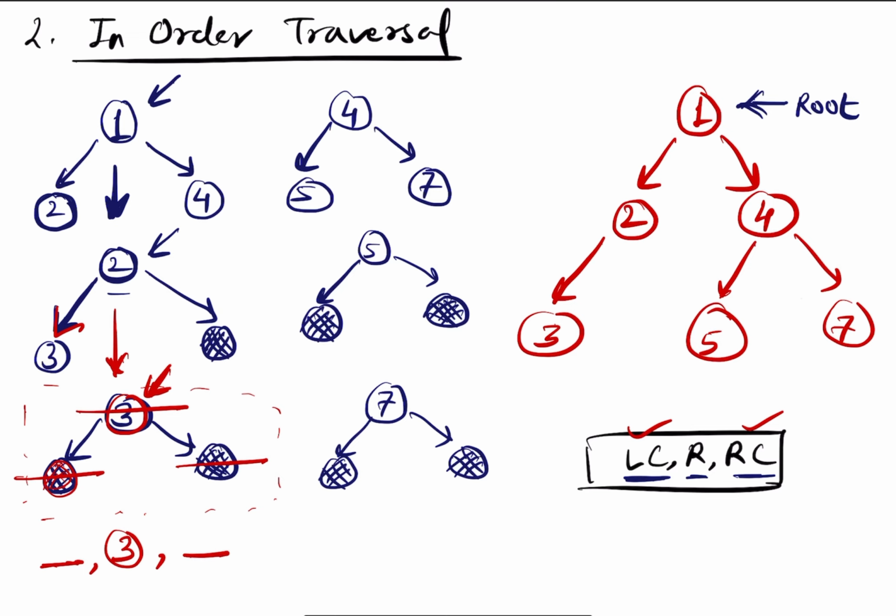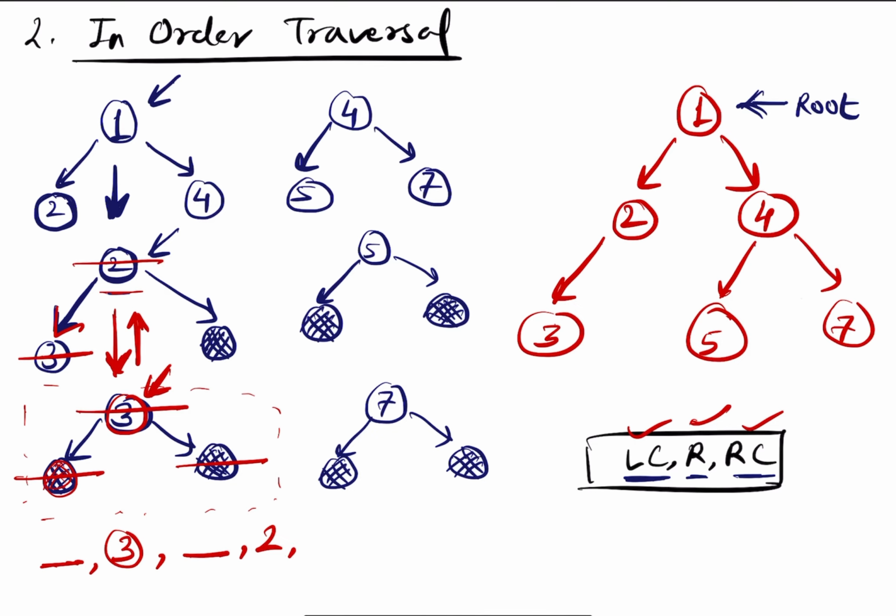This is done. Since this particular part is done, and from where we came here? From here. So we will go back to this particular thing. 3 is processed. Since the left child for this is already processed, we will process the root node, which is nothing but 2. So it is done. Left child is processed, root is processed.